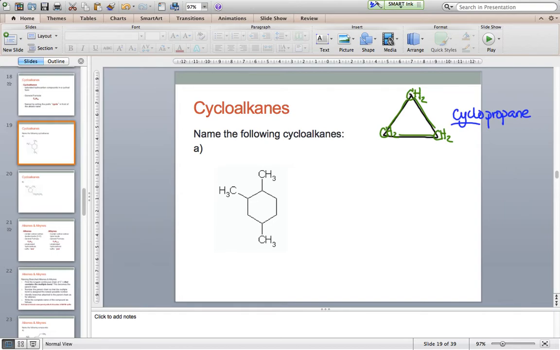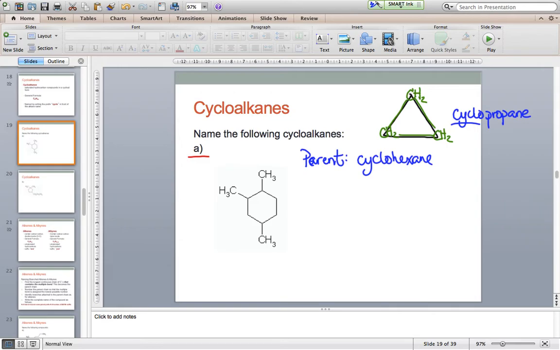Now we're ready to look at this particular example that's given on your page. If we take a look, we can see this ring structure that's drawn has 6 carbons in it, right? It's in a hexagon, which means there's 6 carbons. 6 carbons means hexane, and because it's in a ring, we have cyclohexane.